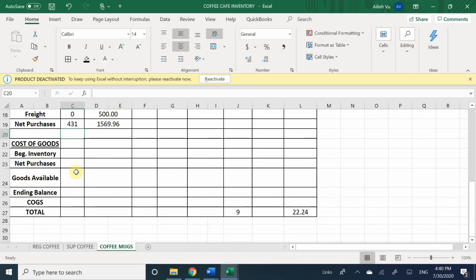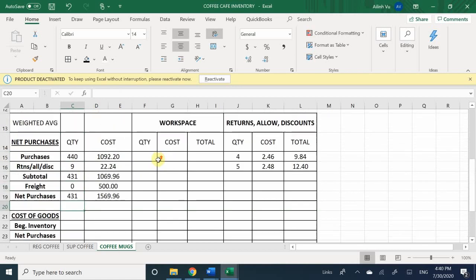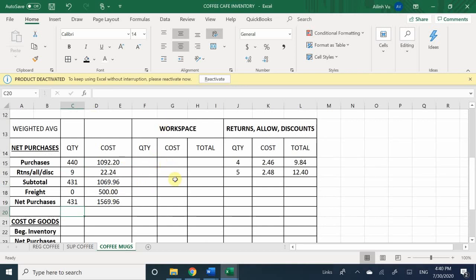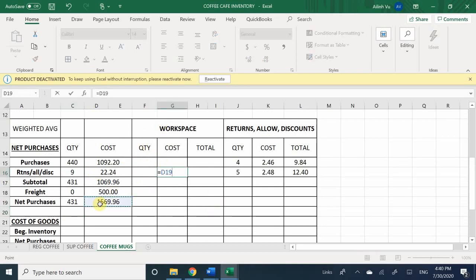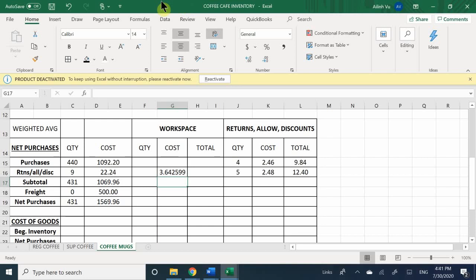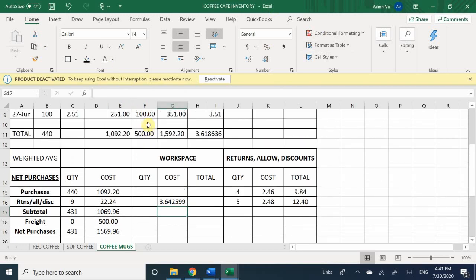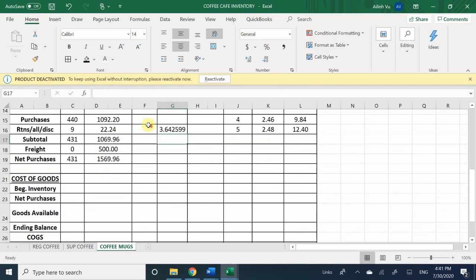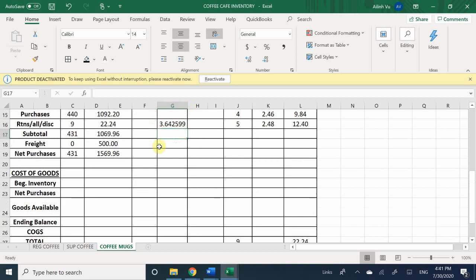Okay. So now you can calculate on your workspace how much this is. What's the average cost now? Now that you have a new cost and a new amount of items, it's going to cost me $3.64 for 1 cup. Right? Versus $3.61. So we lowered it.